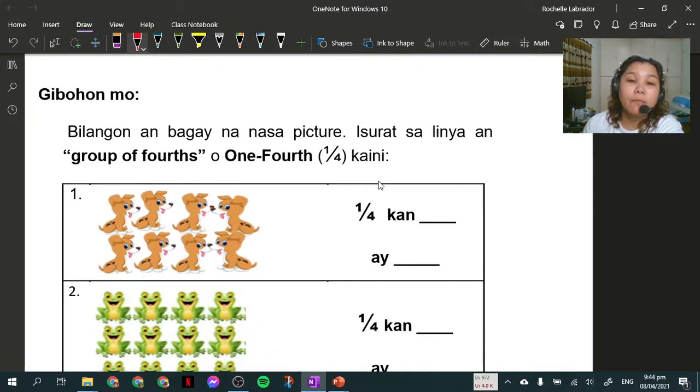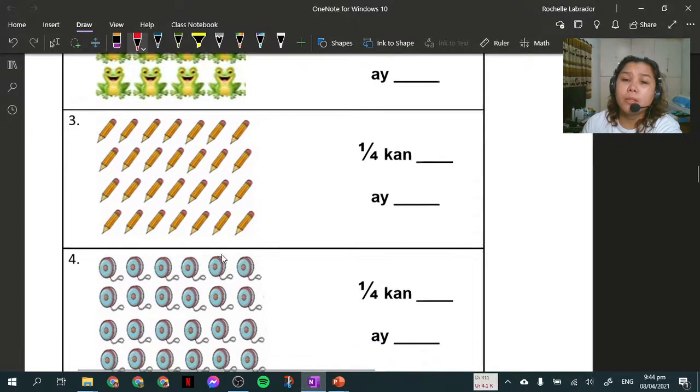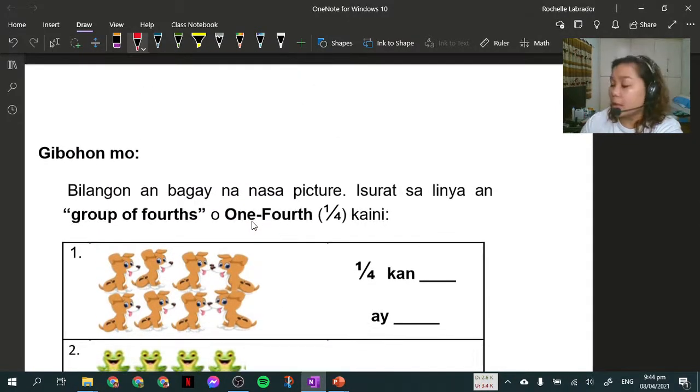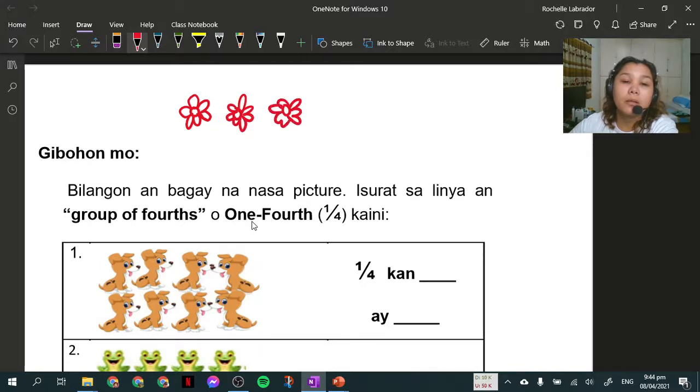So this time, for task 2 naman, bilangon ang bagay na nasa picture, isulat sa linya ang group of fourths o 1/4 kaini. So the same, almost the same figures, but this time we are to look for 1/4 naman. Okay, example. I'll make an example. Let's have 8 flowers.